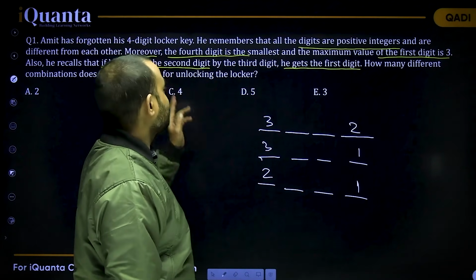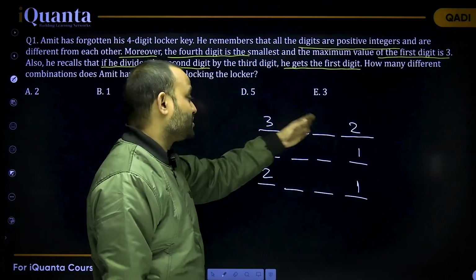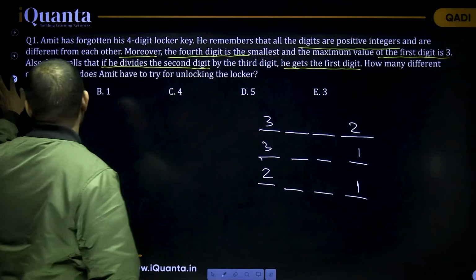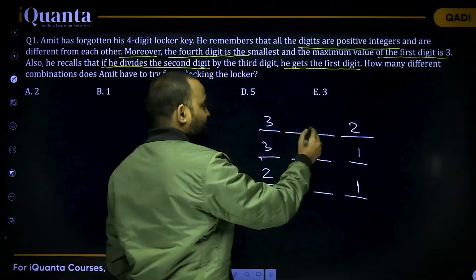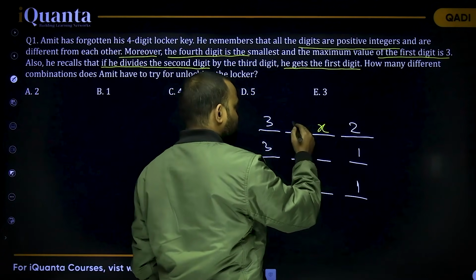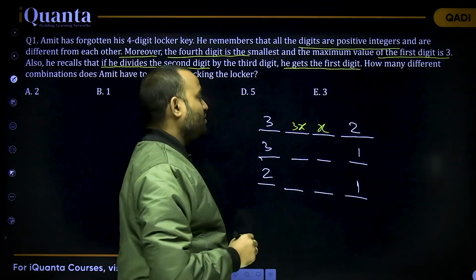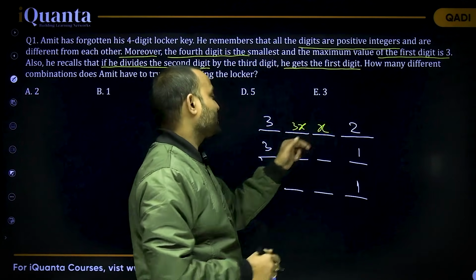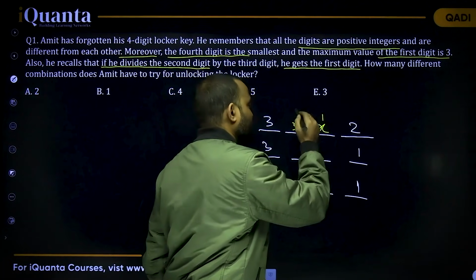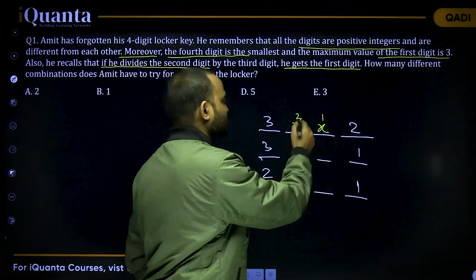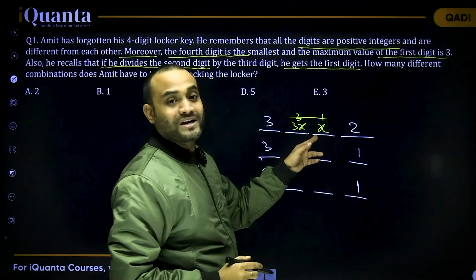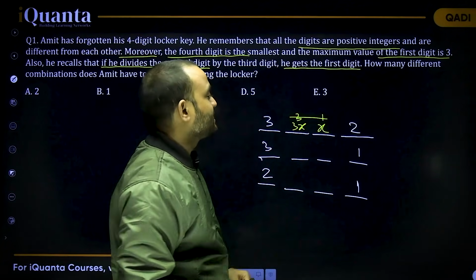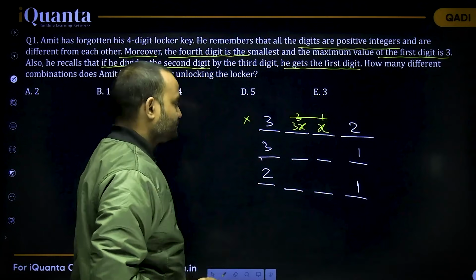Now it says that when the second digit is divided by the third digit, he gets the first digit. Means if we talk about the first case, if this value is x, this value must be 3x. We cannot take x equal to 2. We cannot take x equal to 3. If I put x equal to 1, this will become 3, and 3 is already taken, so this is also not valid. I cannot take x more than 3, because if x is 4, 3x will be 12. That is not possible. So this case is not possible.